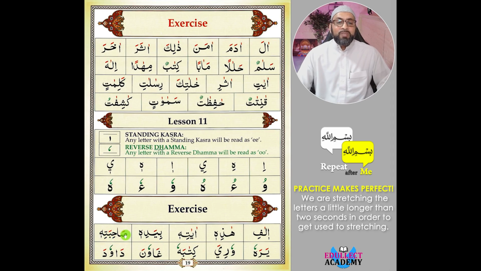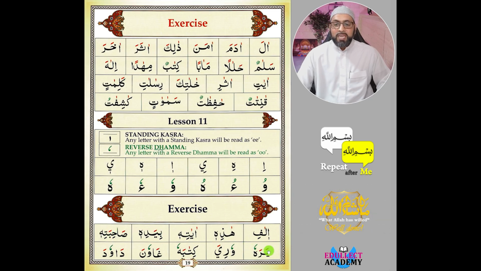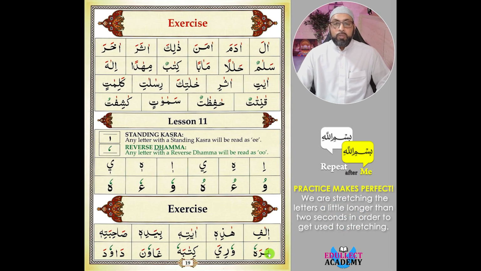Sahibatihi. Now note, I've got sad alif here, and therefore I need to make that 2 harakats long. Sahibatihi. Okay? Again. Sahibatihi. One more time. Sahibatihi. MashaAllah. Now it's the reverse dhamma. So we make 2 harakats long on that. And this is how you do it. Repeat after me.